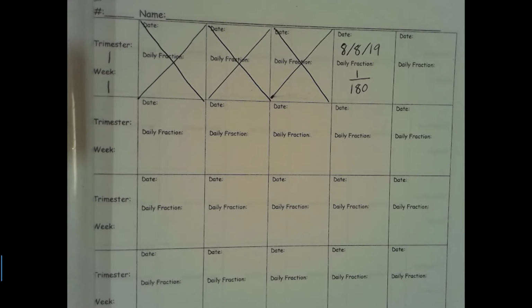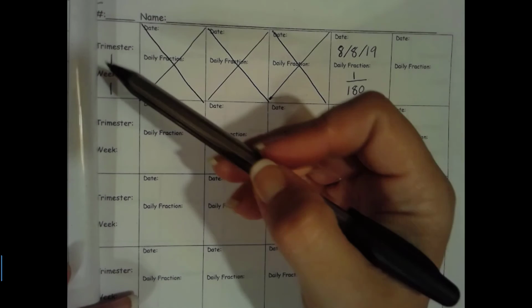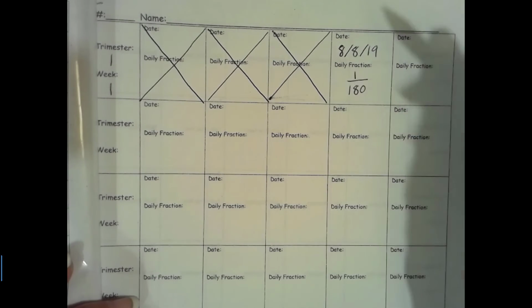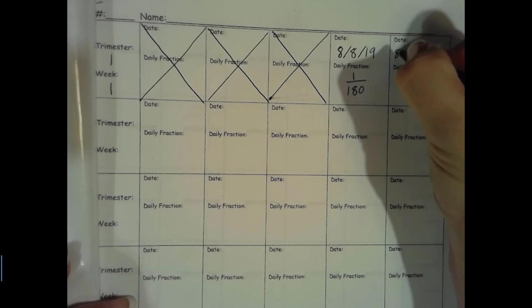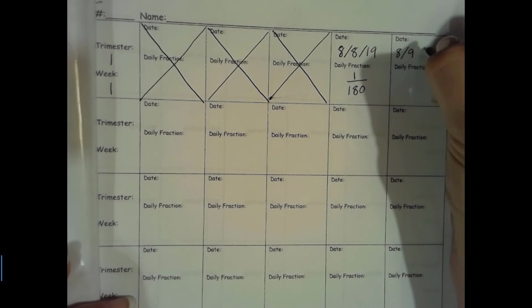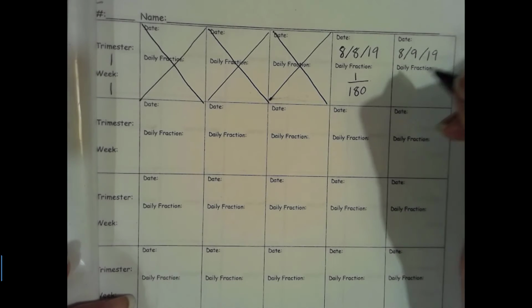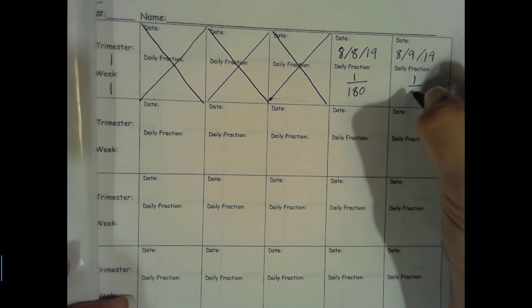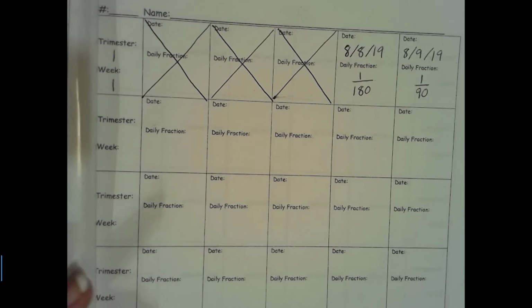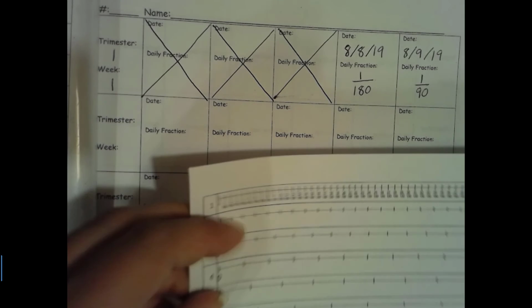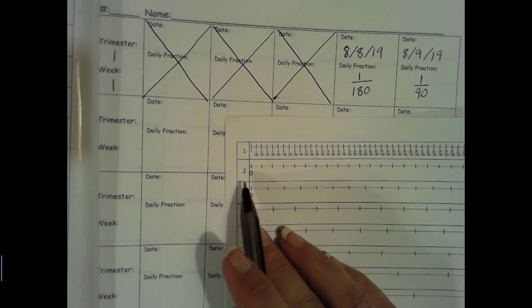Okay, here we have our data collection sheet again. We are still in trimester 1, week 1. Okay, our date for today is 8/9/19, and our fraction for today is 1/90. Let's go ahead and get out the number line. We did groups of 2 today.